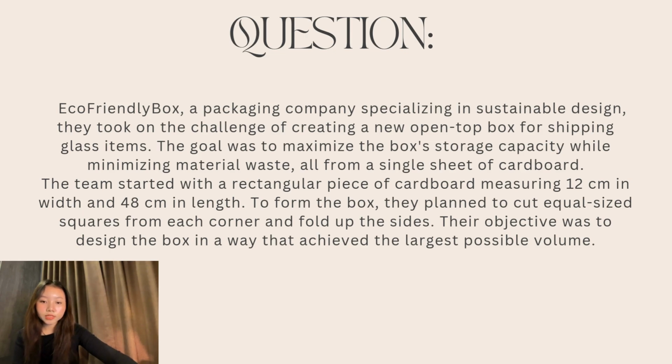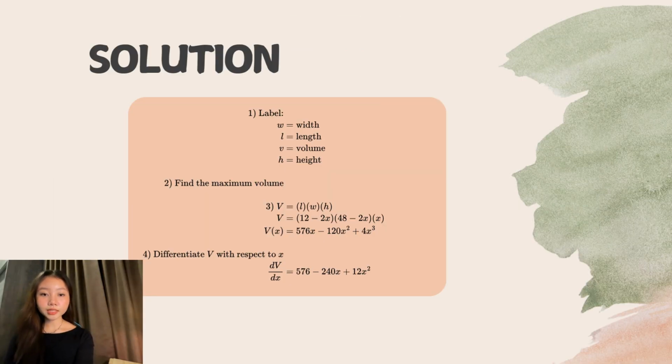The team started with a rectangular piece of cardboard measuring 12 cm in width and 48 cm in length. To form the box, they planned to cut equal-sized squares from each corner and fold up the sides. Their objective was to design the box in a way that achieved the largest possible volume. So next, we go to the solution step.